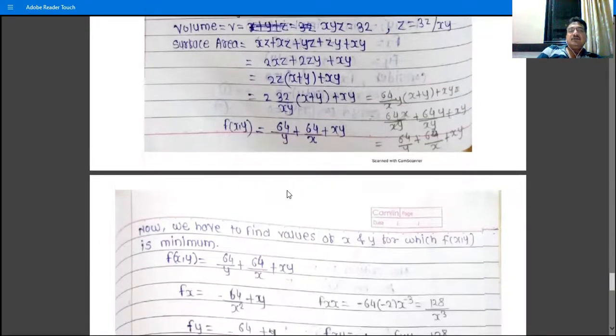So the same procedure: find the first order derivatives with respect to x and y, and then the second order derivatives and the values of capital A, capital B, capital C. We will discuss this problem in the next lecture.